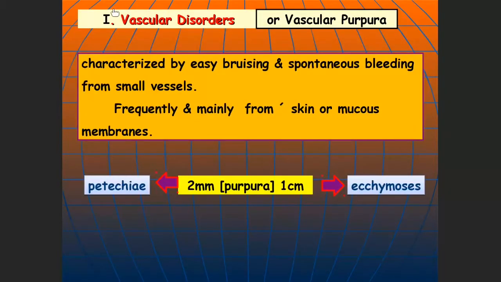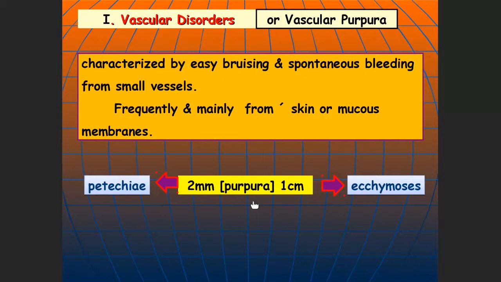We will start by vascular disorders causing abnormal bleeding, or vascular purpura. Bleeding in the skin has three forms or types according to the size. If the bleeding in the skin is about 2 millimeters, then this is petechiae. If it is more than 1 centimeter, if it is large, then this is ecchymosis. And if it is in between 2 millimeters and 1 centimeter, then this is purpura.